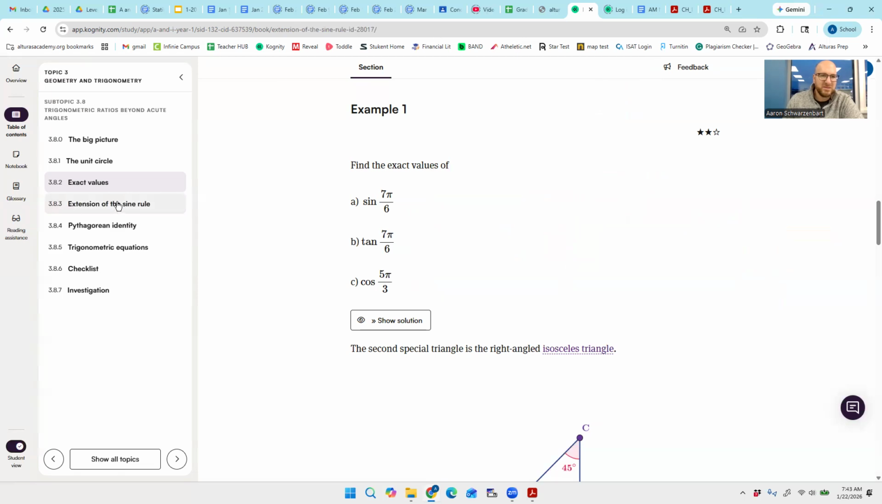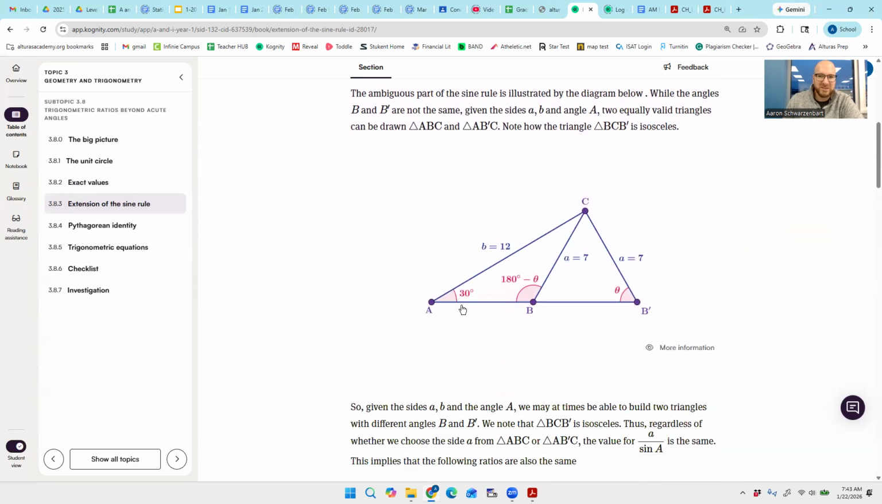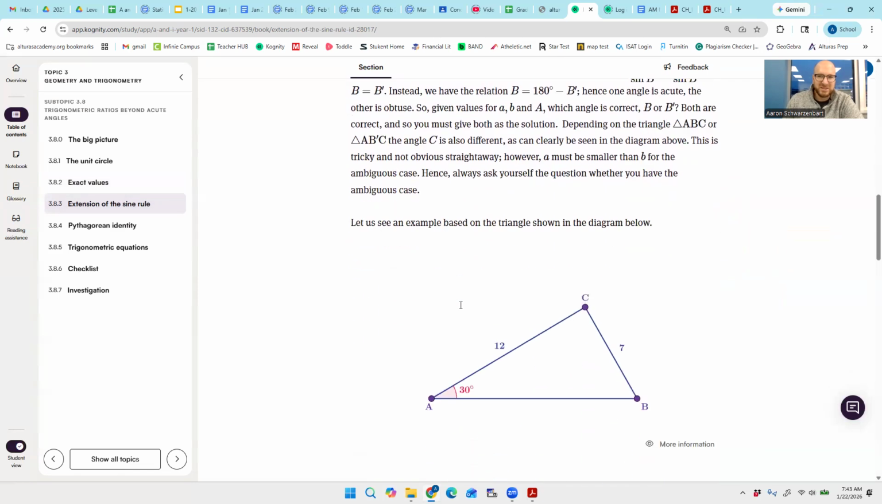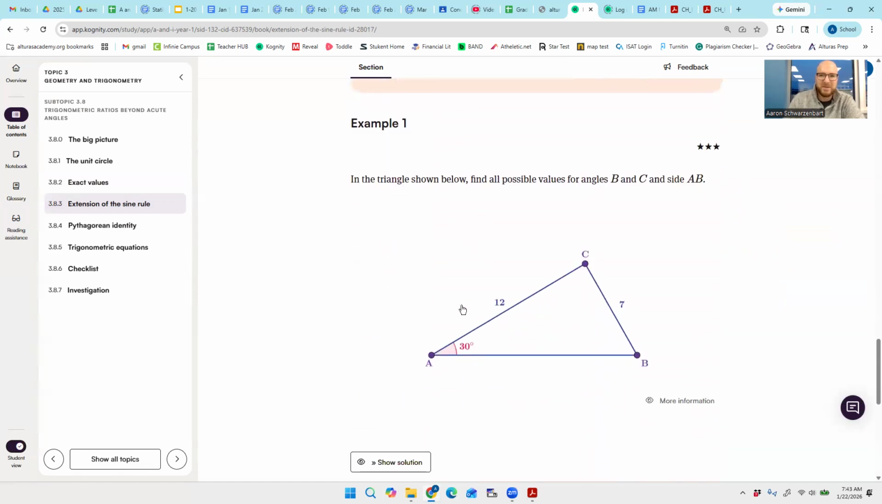This is used when we do the law of sines. So we have the ambiguous case of the sine rule, which is the side-side angle case. Side-side angle is not a congruence theorem. And the triangle they drew here, there would be another one with a 7 there. So it creates two cases. So in the triangle shown are possible values for B, C, and side AB. So it wants me to find angle B, angle C, and side AB.